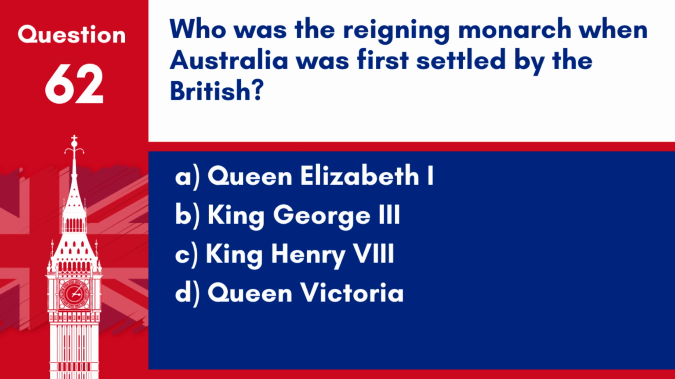Question 62. Who was the reigning monarch when Australia was first settled by the British? A. Queen Elizabeth I. B. King George III. C. King Henry VIII. D. Queen Victoria. Answer: B. King George III. King George III was the reigning monarch when Australia was first settled by the British in 1788.